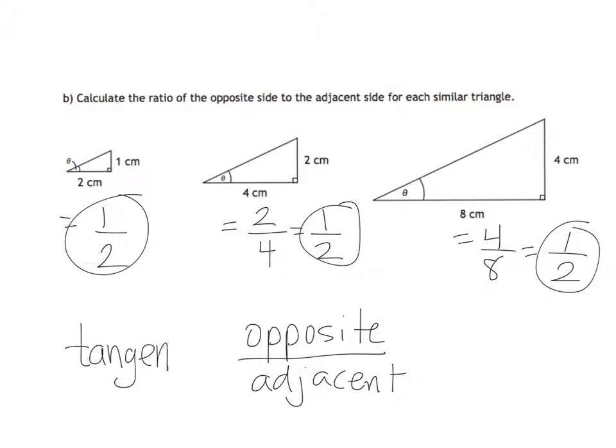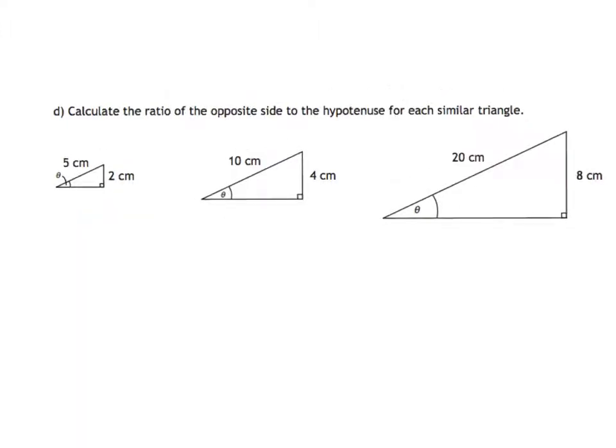And what that means is that the tangent of an angle is equal to the length of its opposite side divided by the length of its adjacent side. Here it asks you to calculate a different ratio. This one is the ratio of the opposite side to the hypotenuse. So opposite over hypotenuse.